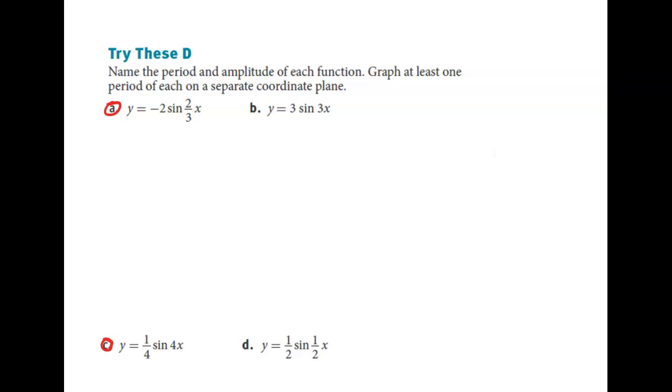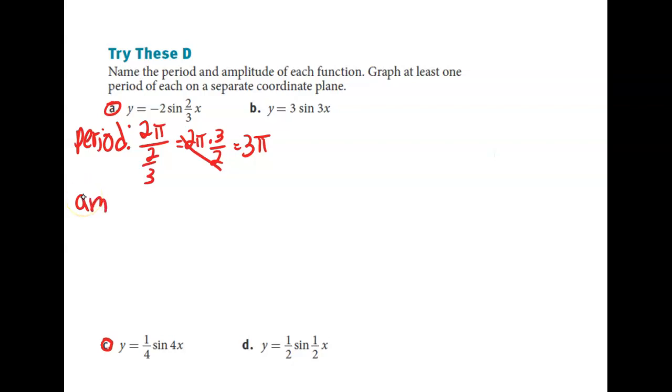So for A, we've got a period of 2 pi over 2/3. Again, that would be multiplying by the reciprocal. Multiply by 3 over 2. 2's cancel, leaving us with 3 pi. We've got an amplitude, which is the absolute value of -2. And we've got a midline of still y equals 0.